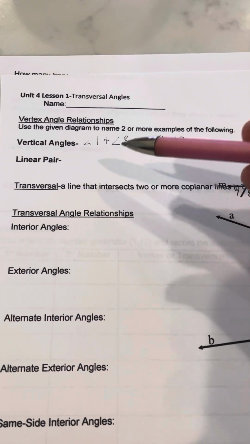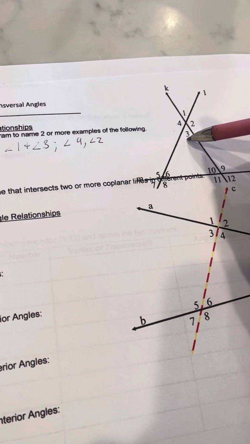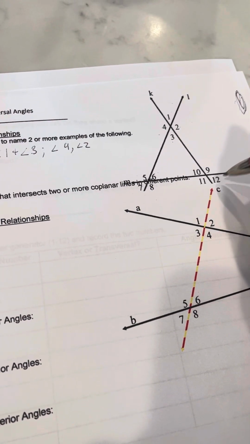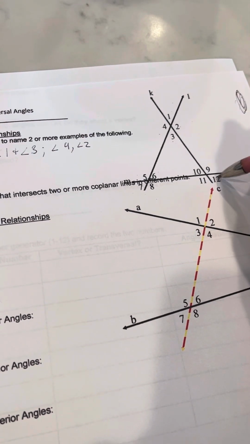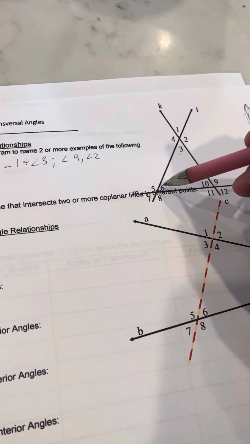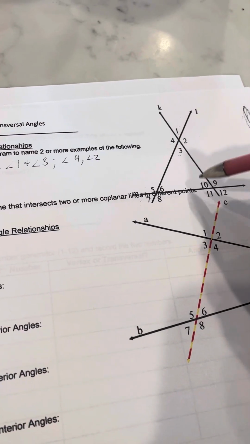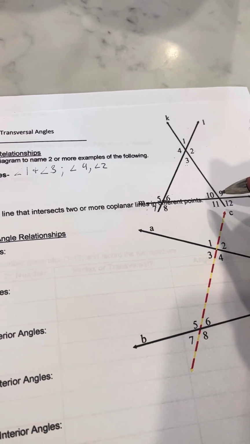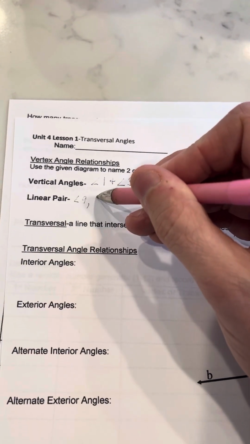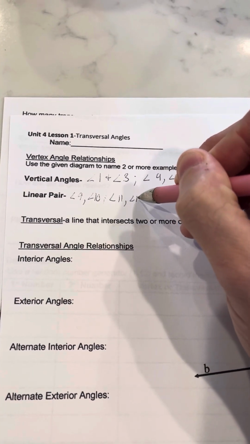A linear pair, we're looking for adjacent and supplementary. So we've got 1, 2, 3 and 4, 5 and 6, 7 and 8, 9 and 10, 11 and 12, any of those, also 9 and 12, 10, 11, 1 and 4, 2 and 3, 6 and 8, 5 and 7, all of those would work. Again, it just says to pick two. I'm going to go with the ones down here and we'll call it 9, 10, and 11, 12. Angle 9, angle 10, angle 11, and angle 12.